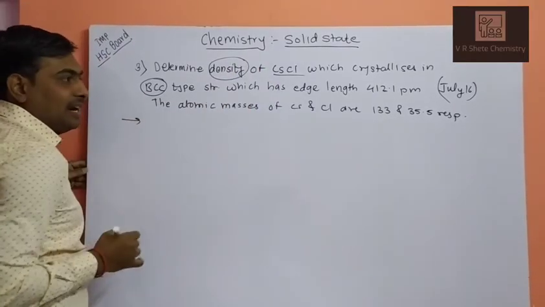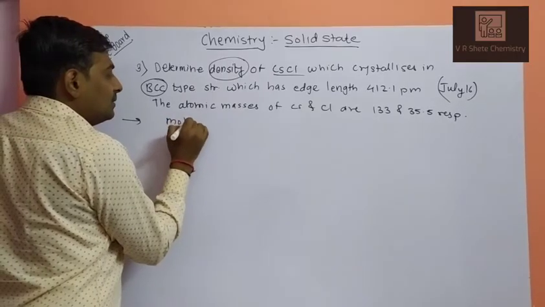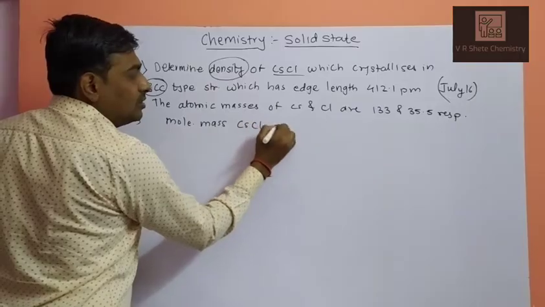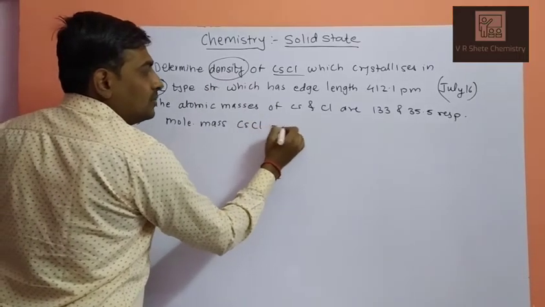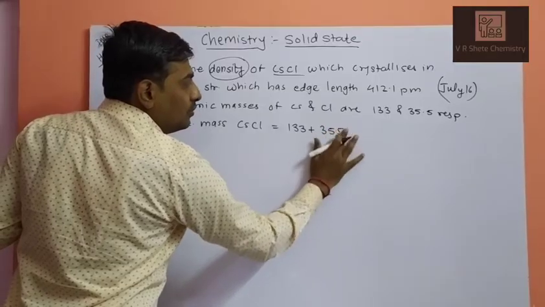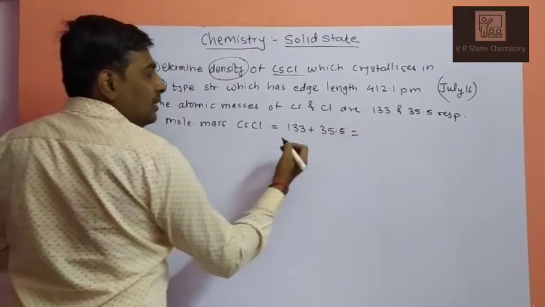So obviously we'll first write the molecular weight. What is the molecular mass of cesium chloride? Just add these two numbers. Cesium number 133 plus chlorine number 35.5. So what will we get?